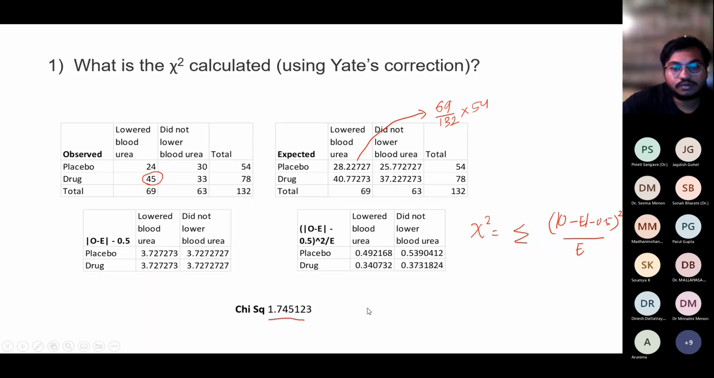Is that okay? Yes, sir. All four values are added. Yeah, so all four values add up to 1.74. Okay, sir. Clear.